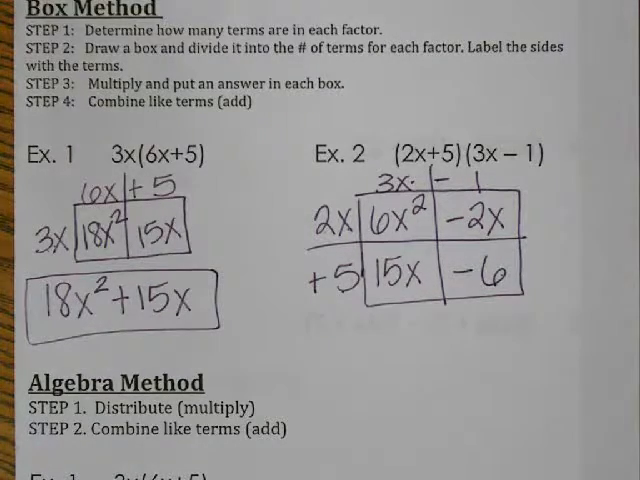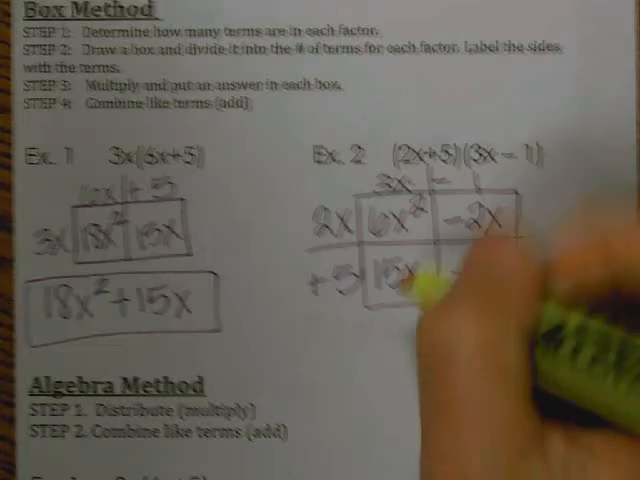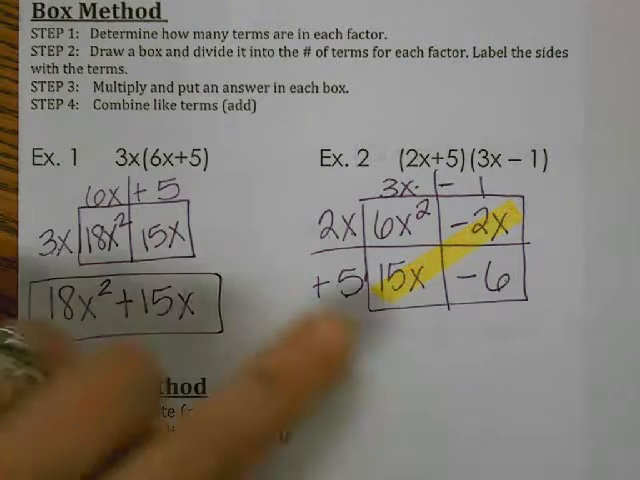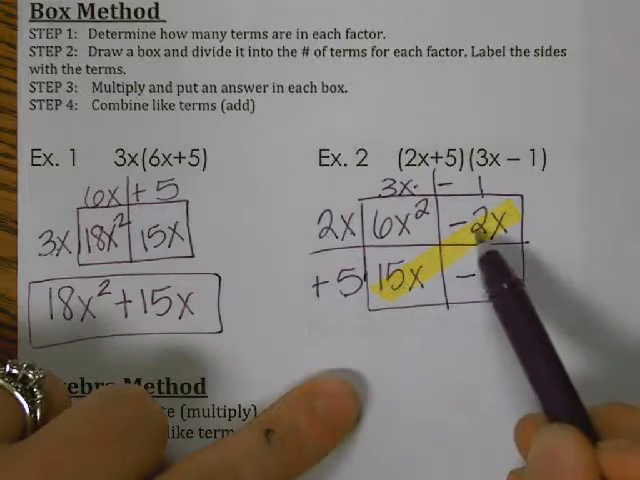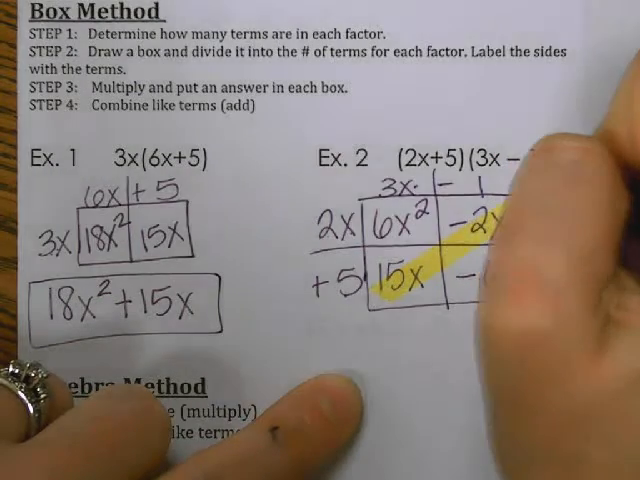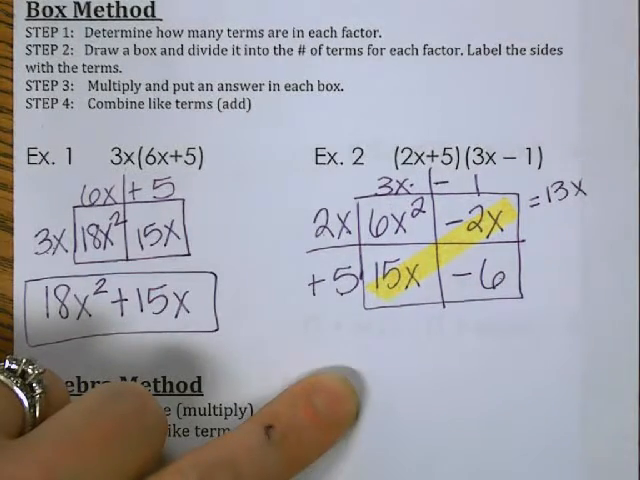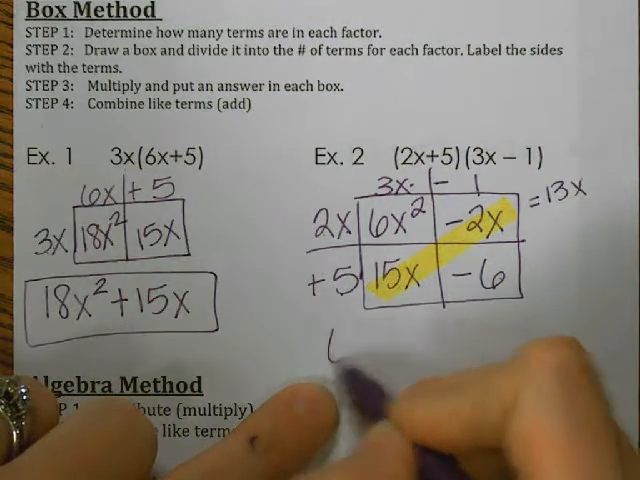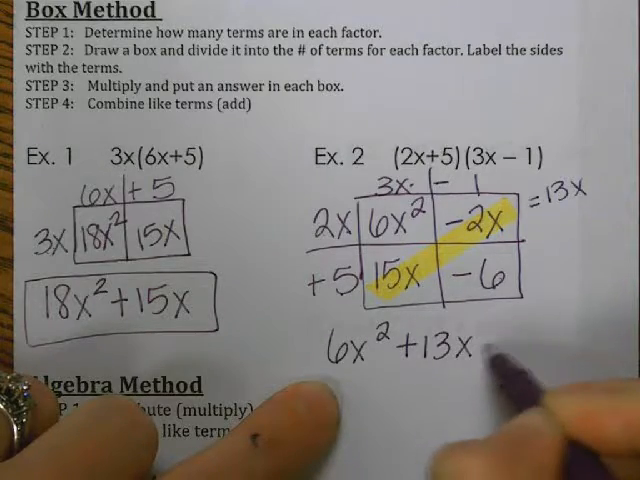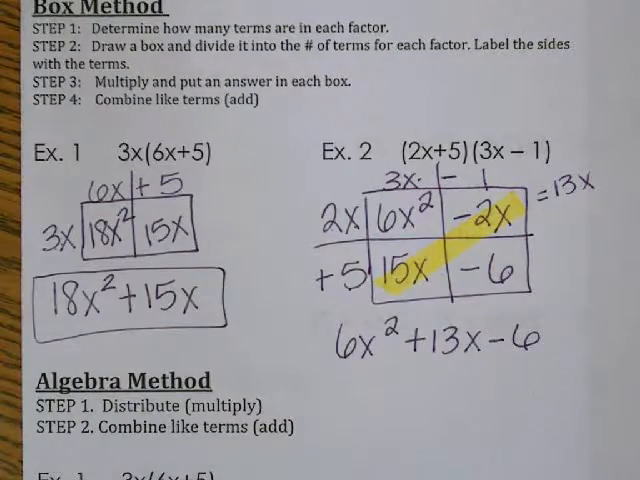What I really like about using this box method is that I can find the two terms that are alike, and they're most always going to be right there. So they both have x, so I can put those together. So I would say 15 minus 2 on my calculator, and that equals 13x. So this one is 6x squared plus 13x minus 5.